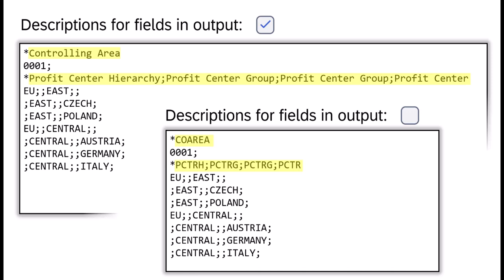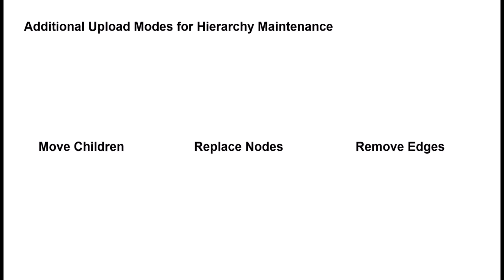Having the required file structure already in place, I can simply change the content later so that it can be used with the new upload mode Move Children. It is one of 3 new upload modes. With the new upload modes Move Children, Replace Nodes, and Remove Edge, there are additional operations possible for hierarchy maintenance. I will quickly summarize them.